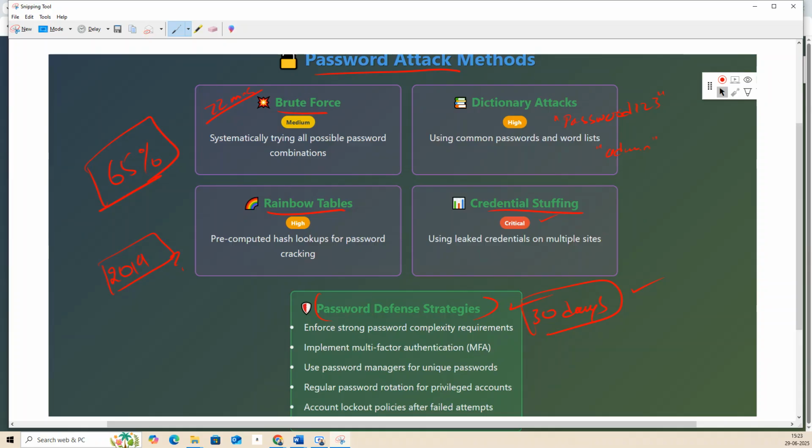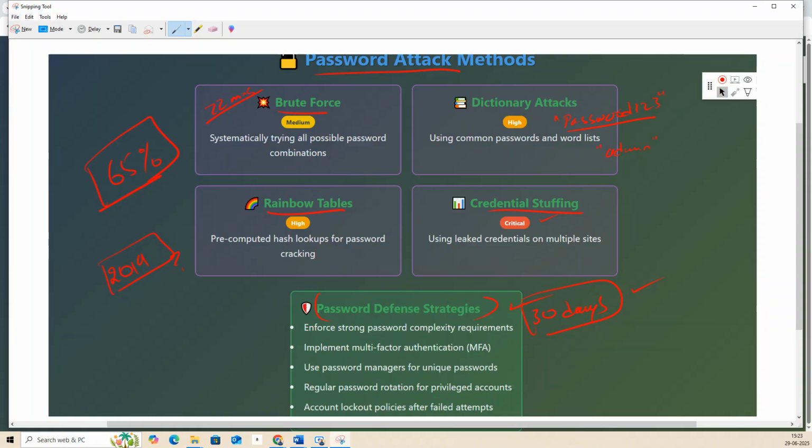And monitor for credential stuffing attacks. Look for a large number of failed login attempts from different IP addresses. Here's practical advice you can implement immediately. Enable multi-factor authentication on every account that supports it, especially email, banking, and work accounts. Use a password manager. There are excellent free options available. And for the love of cybersecurity, stop using that password123 variation.